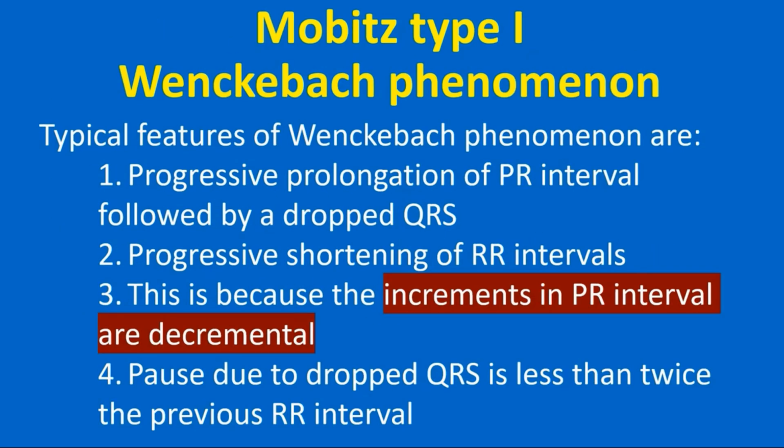Typical features of Wenckebach phenomenon are: 1. Progressive prolongation of PR interval followed by a dropped QRS. 2. Progressive shortening of RR intervals. 3. This is because the increments in PR interval are decremental. 4. Pause due to dropped QRS is less than twice the previous RR interval.